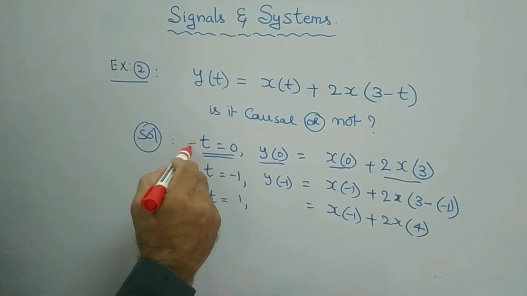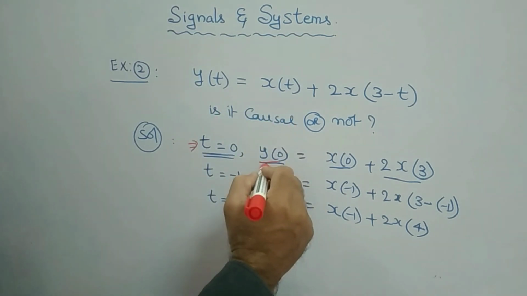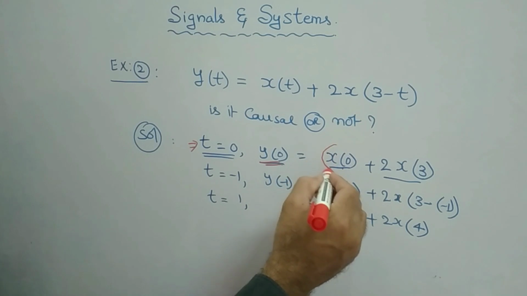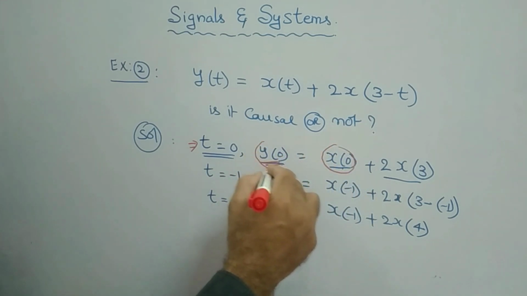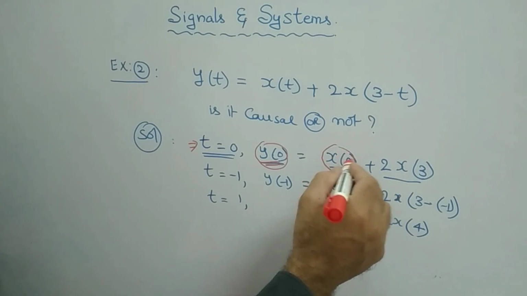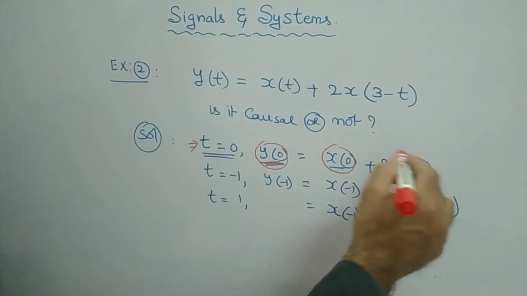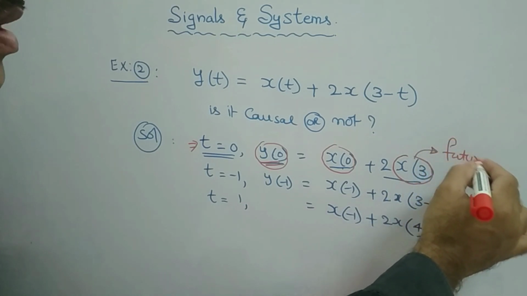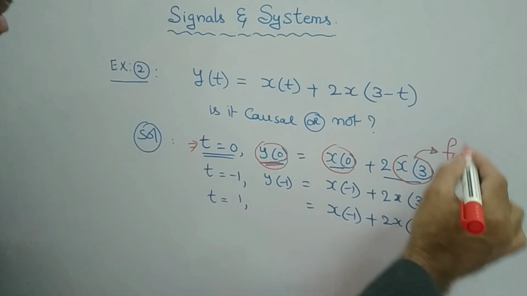So at t equal to 0, your y of 0 becomes what? X of 0. So x of 0 means present input, and y of 0 means present output. So the present output is equal to your present input. What is x of 3? It is not present, it is future. It is a future input actually.